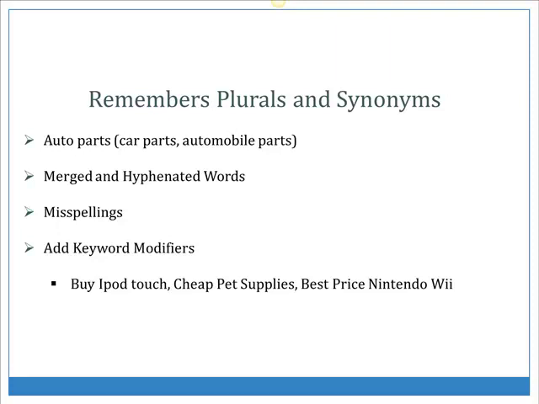Add keyword modifiers. Instead of iPod Touch, maybe buy iPod Touch. So your modifier would be buy. Cheap pet supplies. Best price Nintendo Wiis. Make sure you're always doing plurals, because a lot of times plurals will completely change the meaning. One of the best examples I can give you is chicken or chickens.